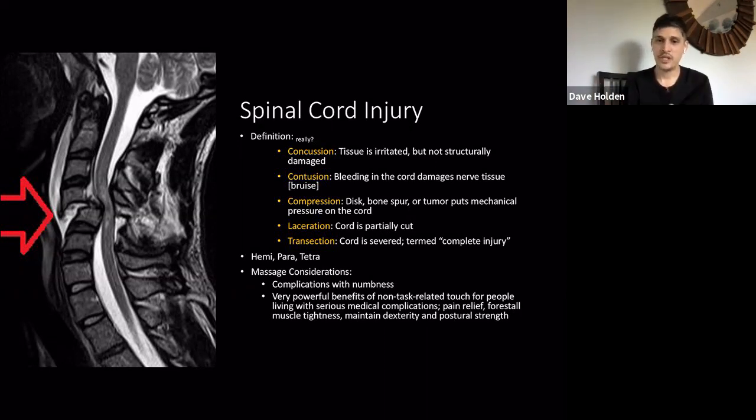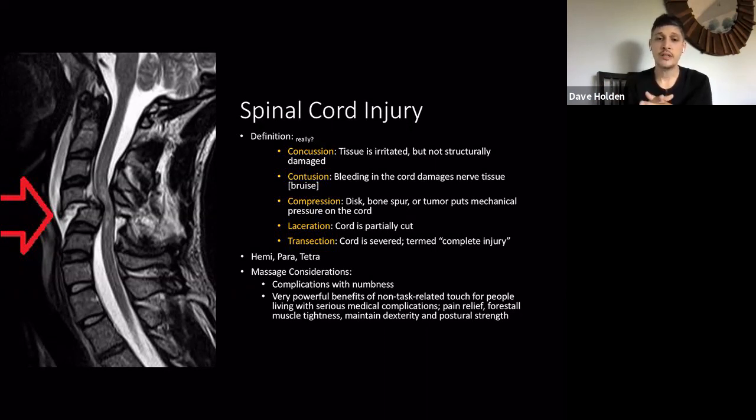As we mentioned before, a contusion would be slightly more severe. This is where you now have bleeding somewhere within the spinal cord. So now the blood is leaking out, that's the bruise. This will damage the nerve tissue. You could lose some function. It could be temporary. When the bruise heals, you could get your function back. But if it's a severe bruise, you may not regain full function from what you've lost. Maybe there's still some persistent muscle weakness or a lack of coordination or something along those lines.